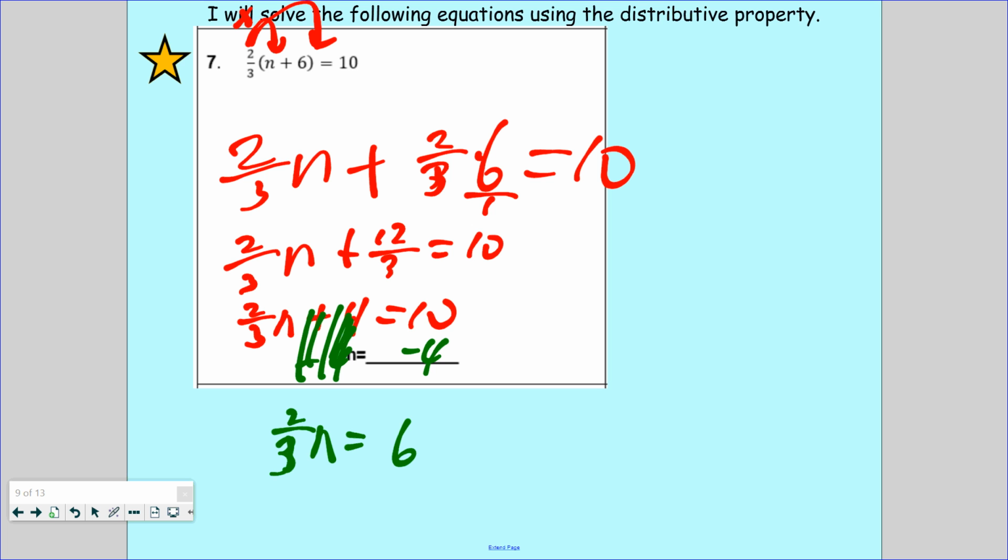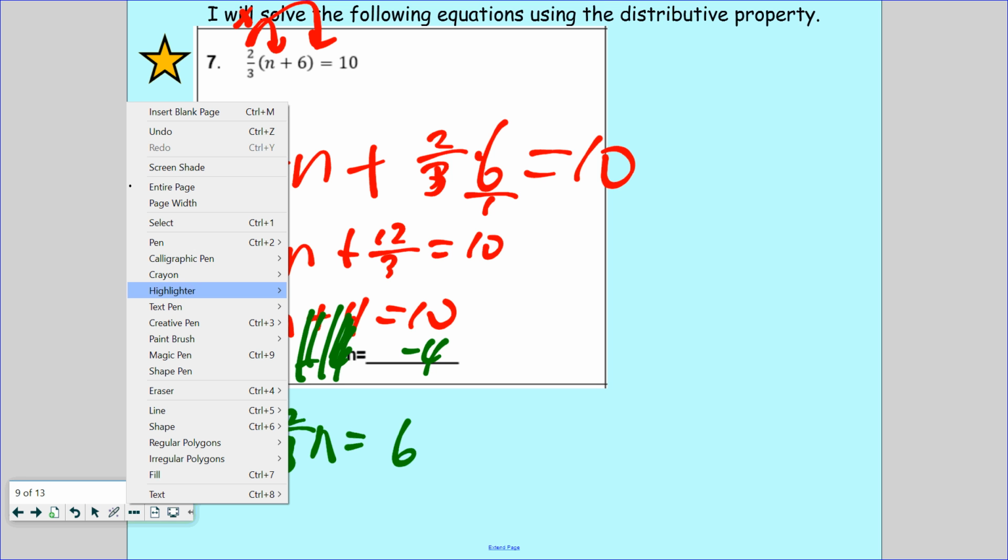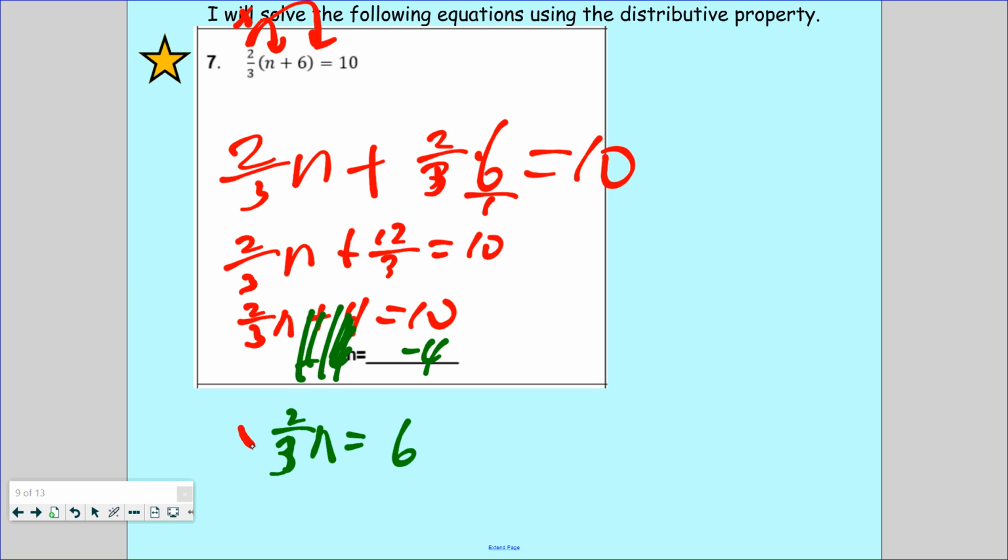So this one, 2/3 n. As you can tell, there is a fraction as the coefficient in front of the variable. How can I cancel this out? I want to get rid of this. The way you can get rid of it is by dividing by 2/3. When you're dividing by a fraction, you're really multiplying by its reciprocal. So we are going to be multiplying by its reciprocal.